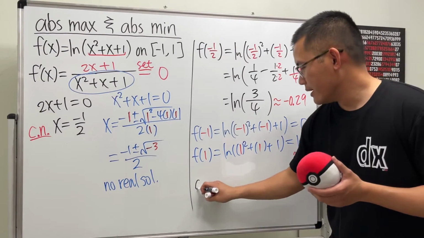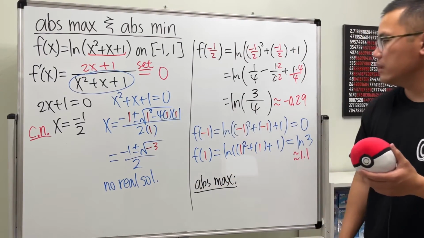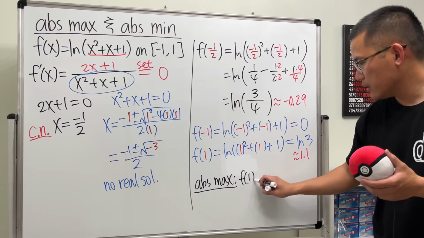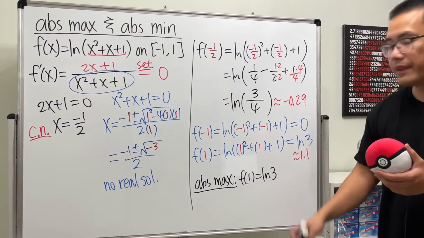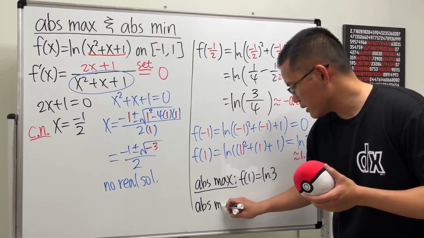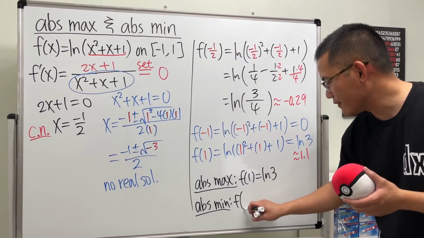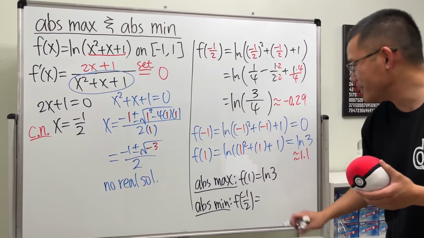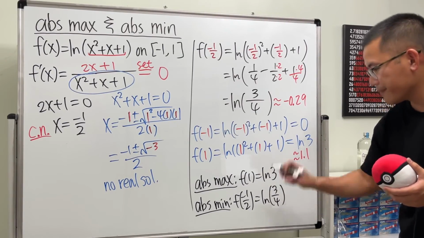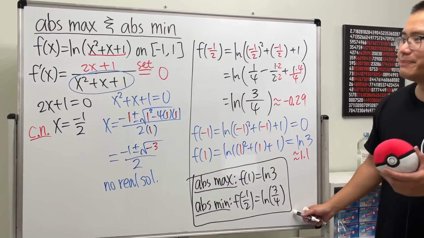So anyway, absolute max is this. So f of 1, and that gives us ln 3. And then absolute min is the following. f of negative 1/2. And that will be equal to this, which is ln of 3 over 4. And this will do it. Alright, that's it.